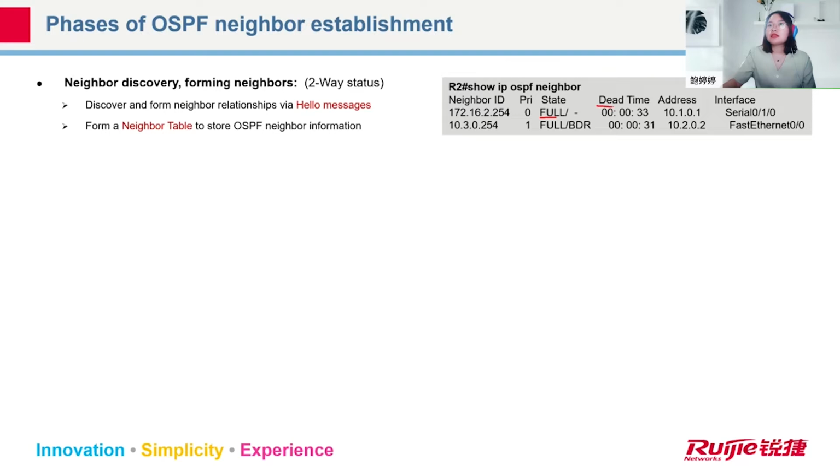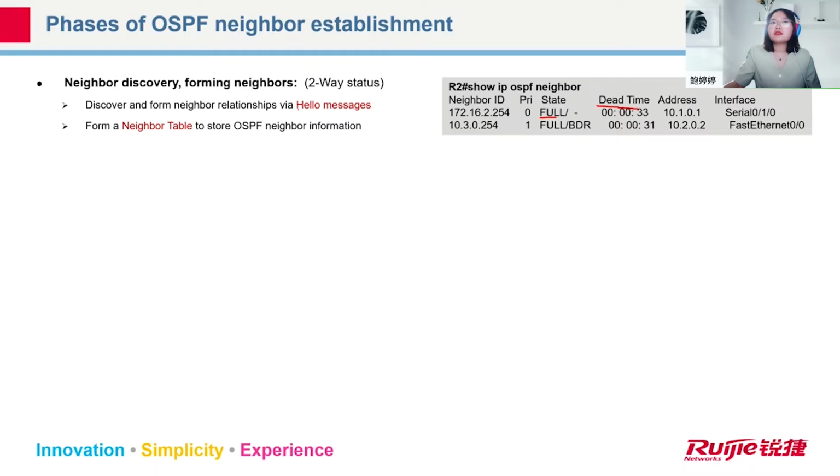And how long before the neighbor is considered down? Pay attention to the dead time. The default value is 40 seconds, because hello packets are sent out every 10 seconds. So if over 40 seconds I don't receive a hello message, I will consider my neighbor broken, and I will delete everything from this neighbor. Then there is the address of the neighbor, and the interface on my side connecting to the neighbor. So this is a command to check the neighbor status.